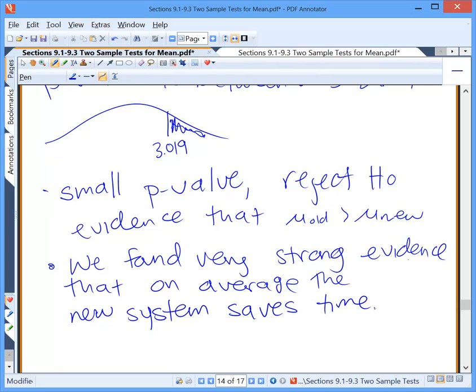Okay. Notice again, my short interpretation was just that the population mean for the old was greater than the population mean for the new. But my boss wanted to know if the new system saves time, so I'm going to reword it that way. So on average, the new system saves time. Again, we don't know how much time it saves, but we do know that it saves time.